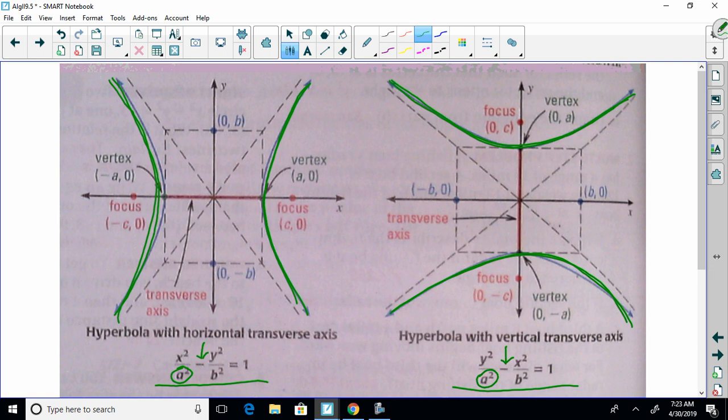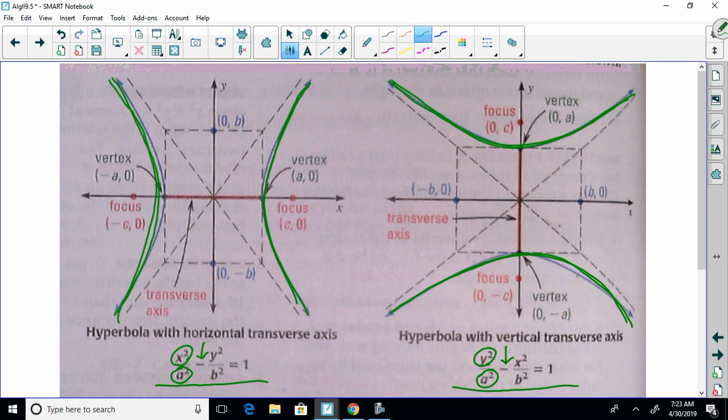If a squared is under x squared, or x squared comes first, your hyperbola goes in the x direction. It's sideways, it's horizontal. If a squared is under y squared, or y squared comes first, your hyperbola goes in the y direction, or it's up and down, or vertical.